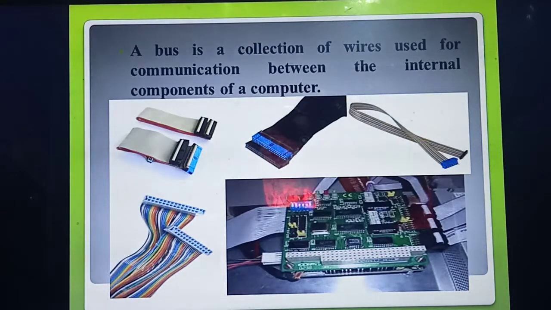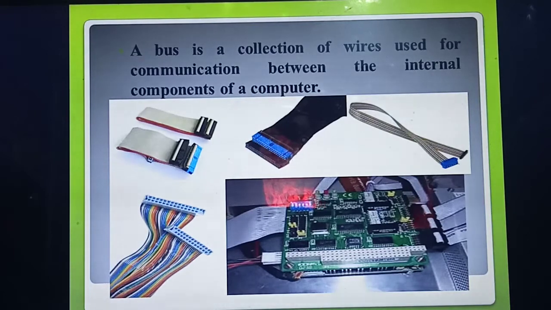Wires. Okay. A single wire we can say is a wire. So a collection of wires we can say is called what? Bus. Understood what I mean by bus? Bus is a collection of wires. So what's the use of bus? It is mainly used for communication between internal components of a computer. So inside the computer, it is mainly used to communicate with what? Internal components of a computer.